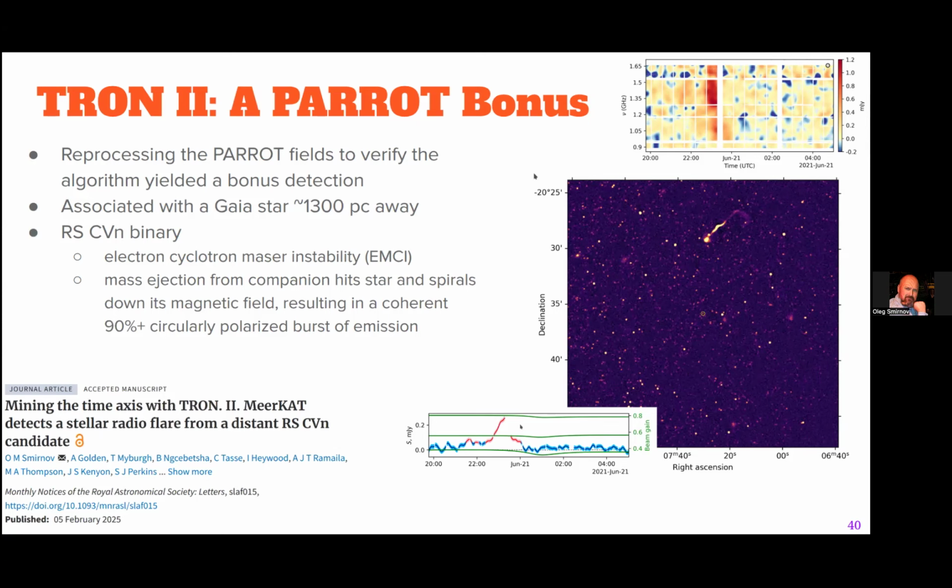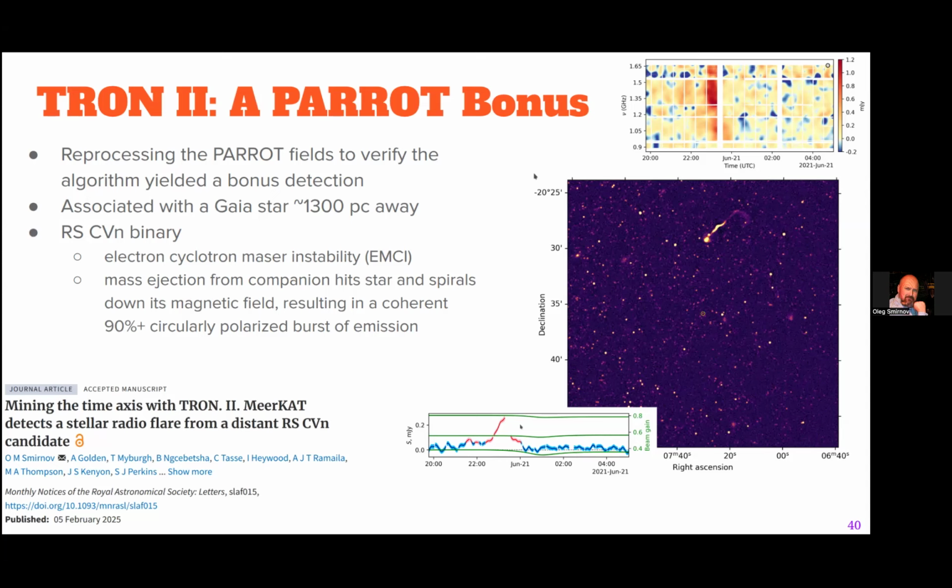So you see this burst of about an hour. Up top is the dynamic spectrum of the detection. And this thing seems to be an RS CVn binary. The mechanism for the flare is called electron cyclotron maser instability, right? So it's basically a mass ejection from a companion star that reaches the star in question, and then it spirals in along the magnetic field, producing these radio flares. So this was very cool, right?